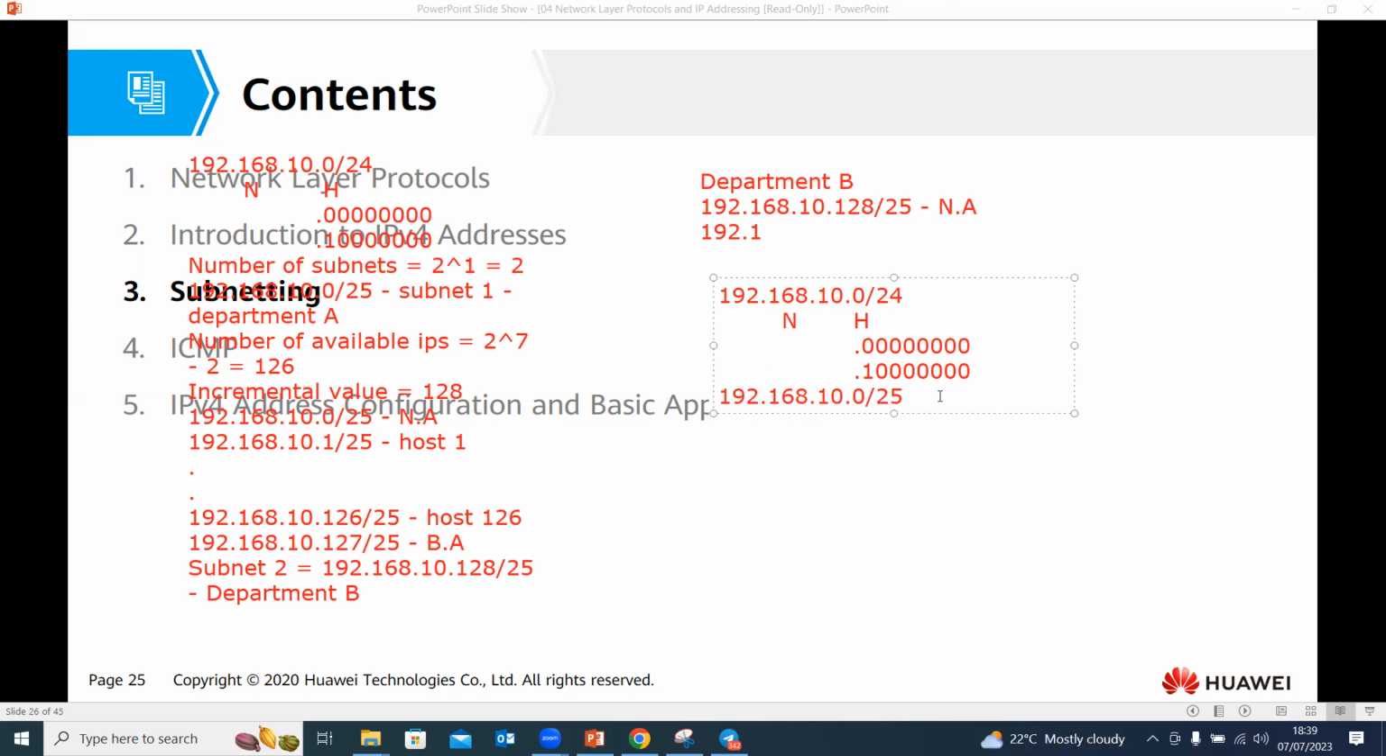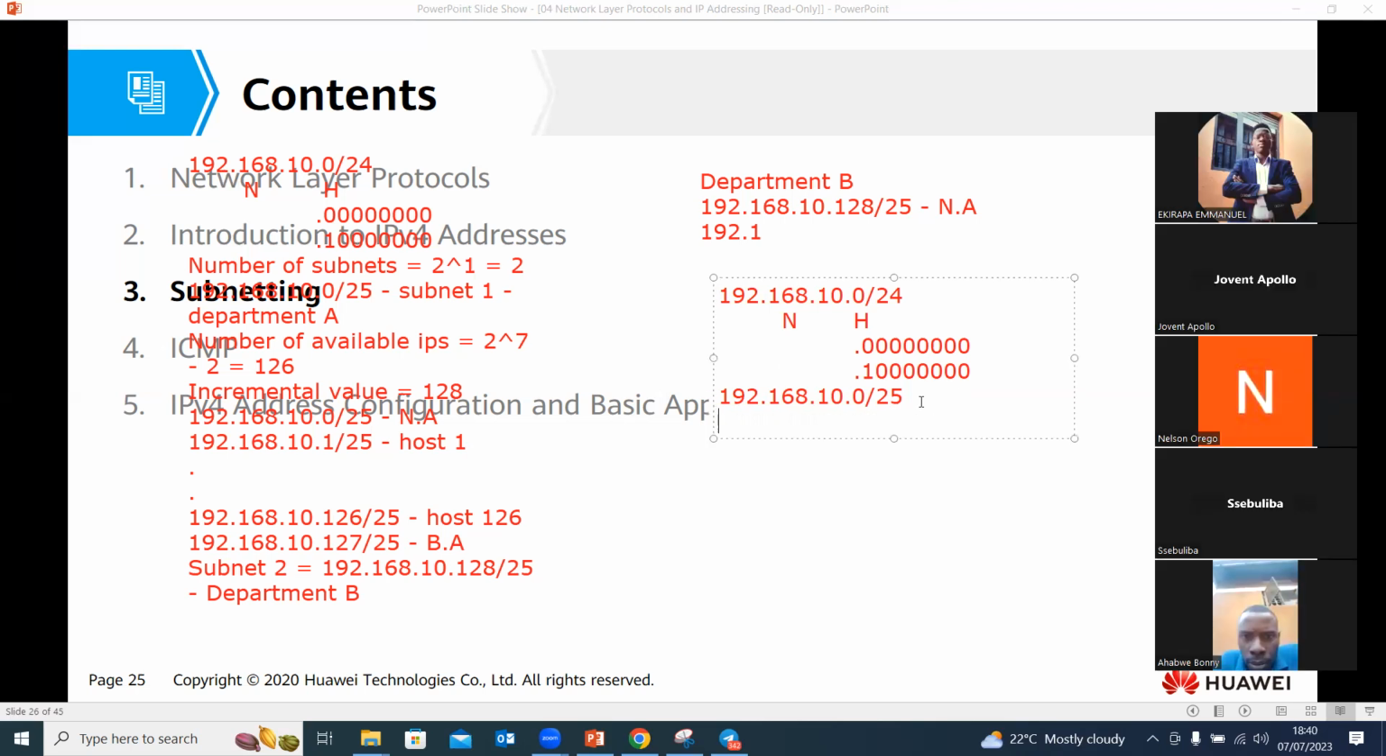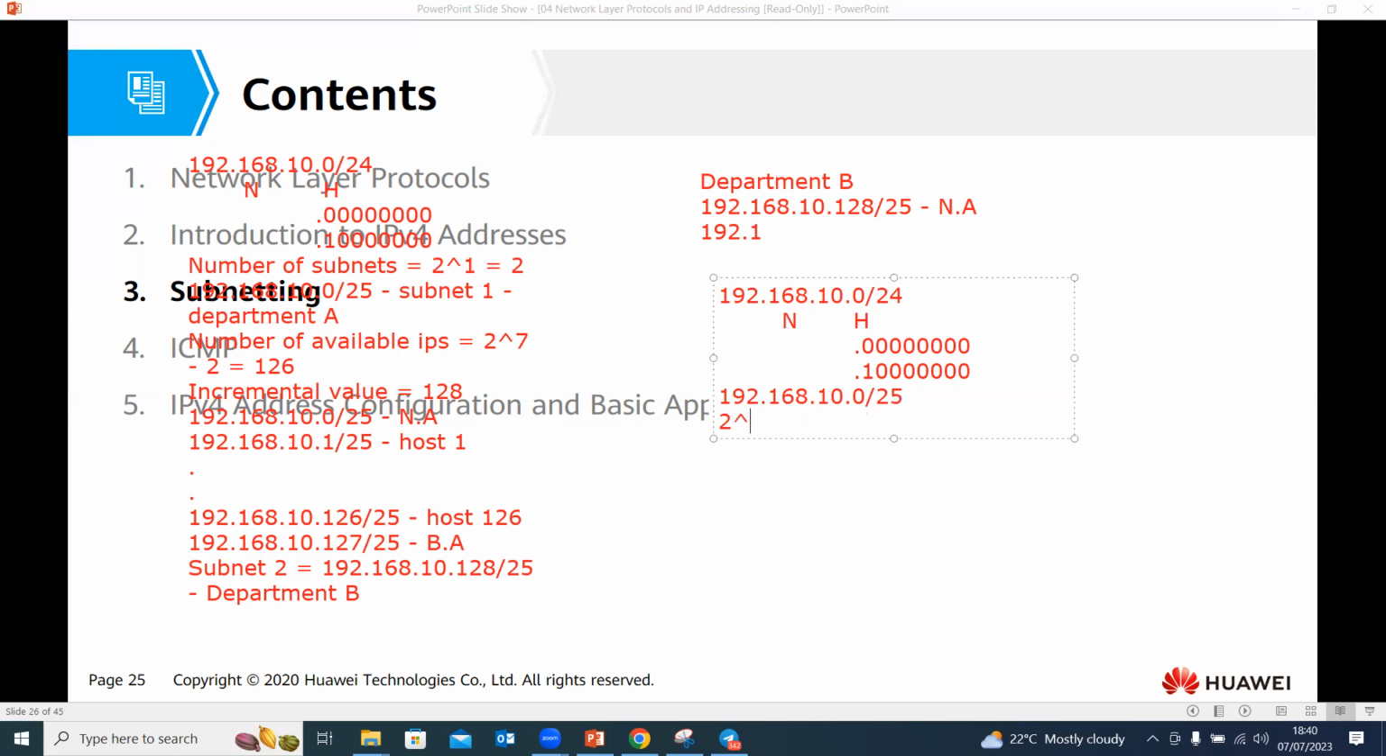Now when you're calculating the number of available IP addresses, it will be 2 power 7 because the other bit is now a network bit. You're no longer counting it. But we are subtracting what we don't use, the network address and the broadcast address, to get the one we got, 126. Yeah, so now that's how we get the /25. This one is representing the first subnet. You get? Okay.